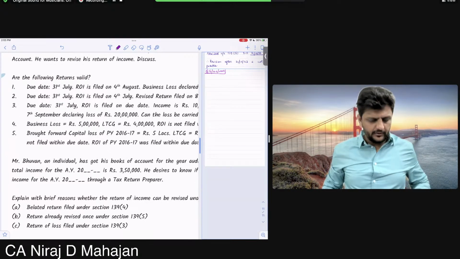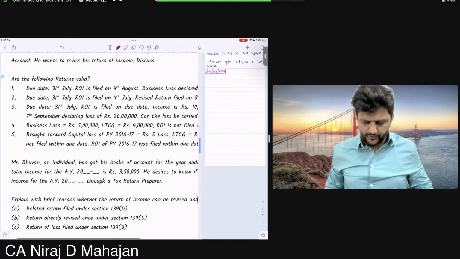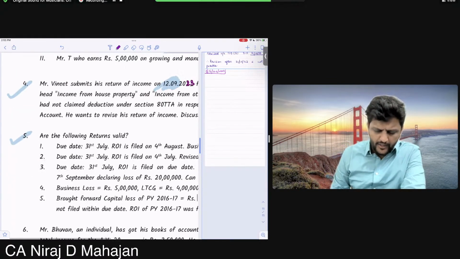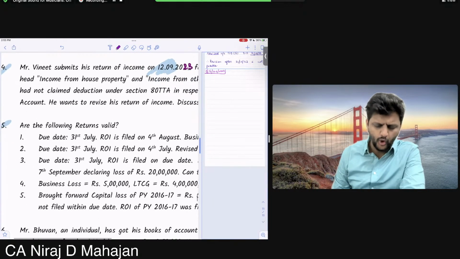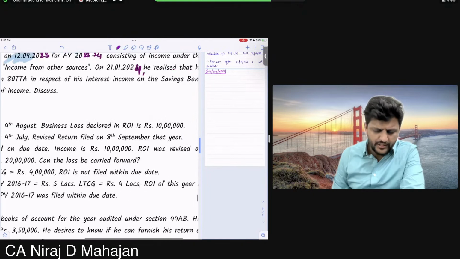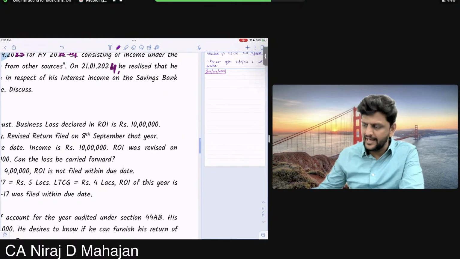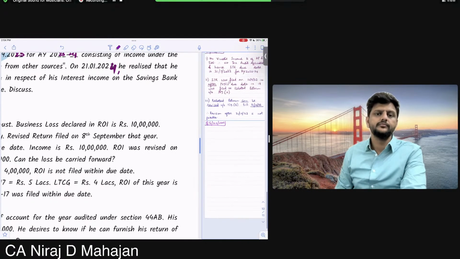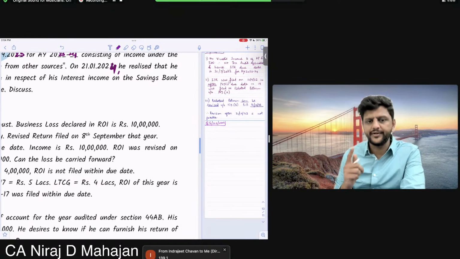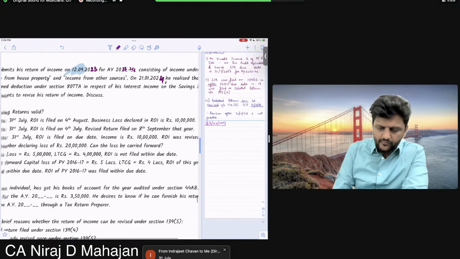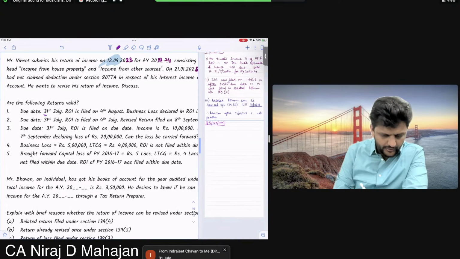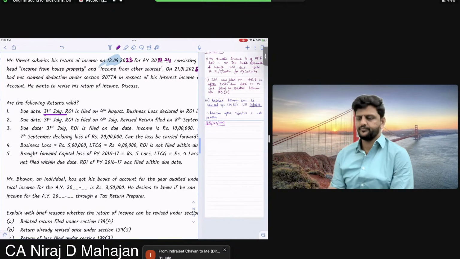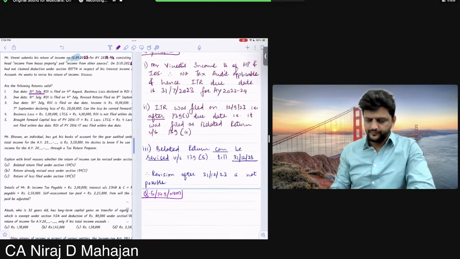Are the following returns valid? First one, pay attention. Date is 31st July given to you for the assessee. ROI is filed on 4th August. Business loss declared in return of income rupees 10 lakhs. Which due date, bachcho, is compulsory to be followed for loss return? 139(1). Allowed? Not allowed now. Now do you realize what's the importance of the original due date? Correct now? That is point number 1.